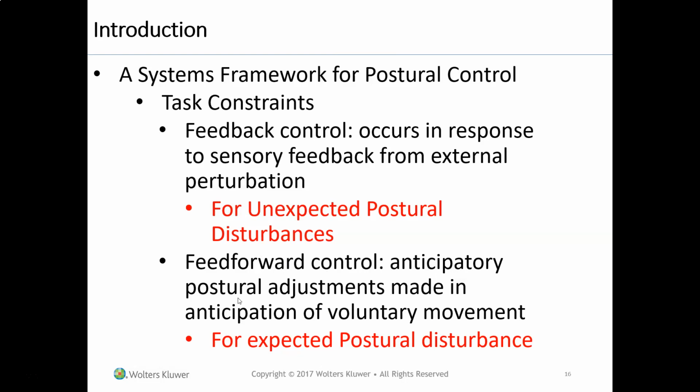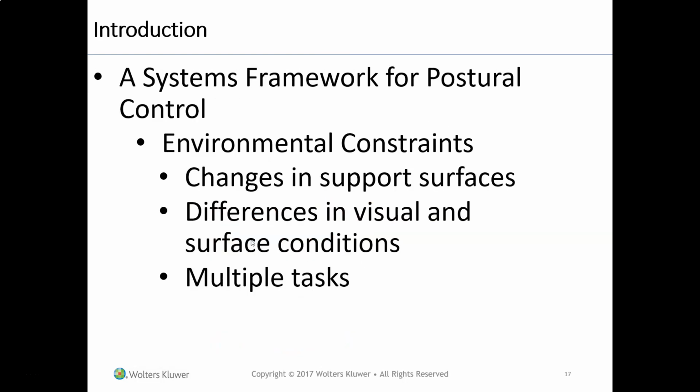So again, we as individuals without neurological issues, we take a lot of this for granted, but you don't realize how much effort it takes just to maintain good posture. Walk in a crowded grocery store, get in and out of the car, go up and down stairs, just walk in general takes a lot of control, and we don't realize how much until we have an issue. So a systems framework for postural control is you have environmental constraints such as changes in support surfaces, differences in visual and surface conditions, and multiple tasks.